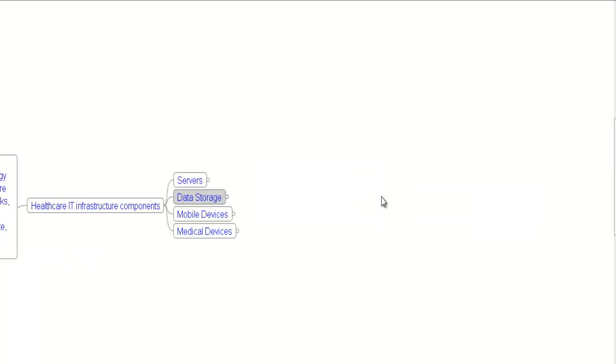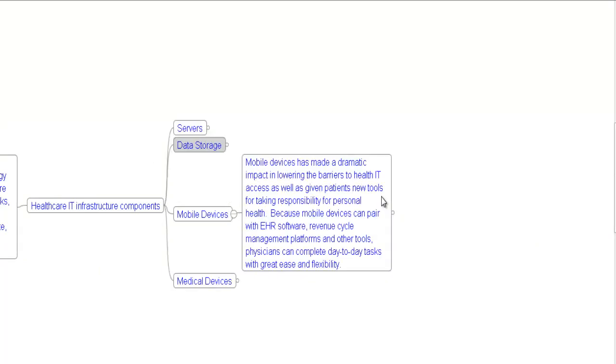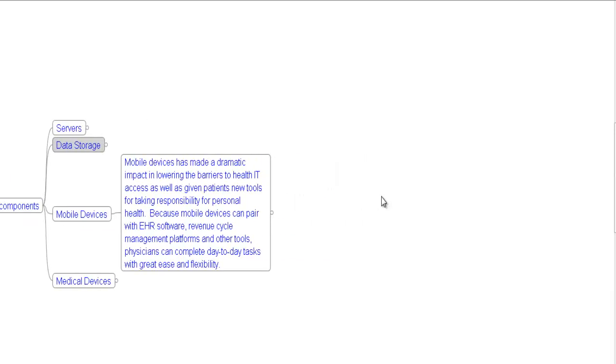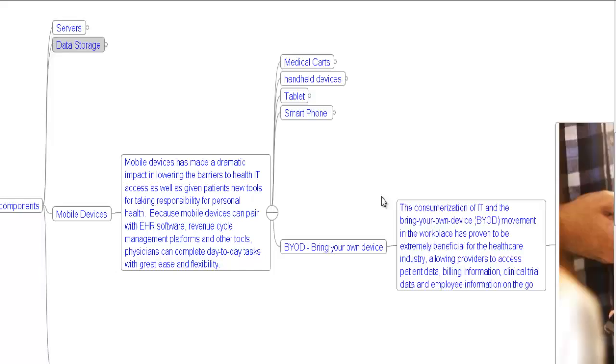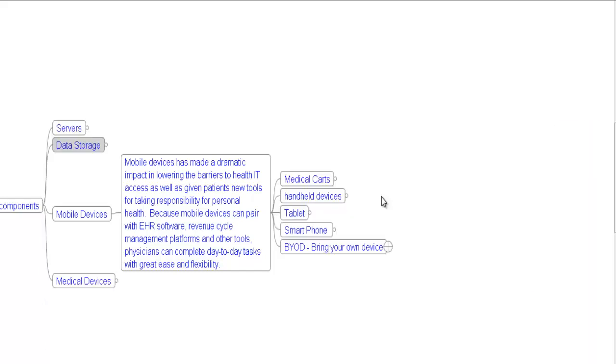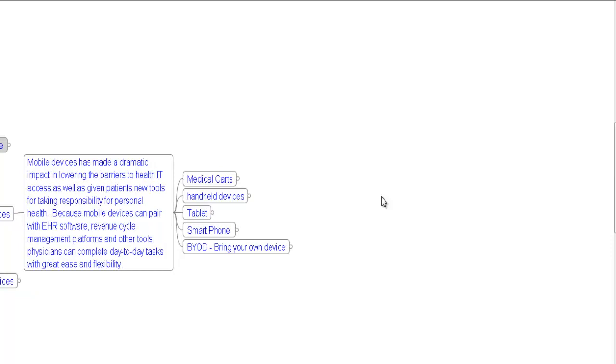Now let's explore the next component, mobile devices. Mobile devices have made a dramatic impact in lowering the barrier to healthcare IT access, as well as giving patients new tools for taking responsibility for personal health. Because a mobile device can pair with EHR software, revenue cycle management platforms, and other tools, physicians can complete day-to-day tasks with great ease and flexibility. Some examples of mobile devices are medical card, handheld device, tablet, smartphone, and BYOD, bring your own device.